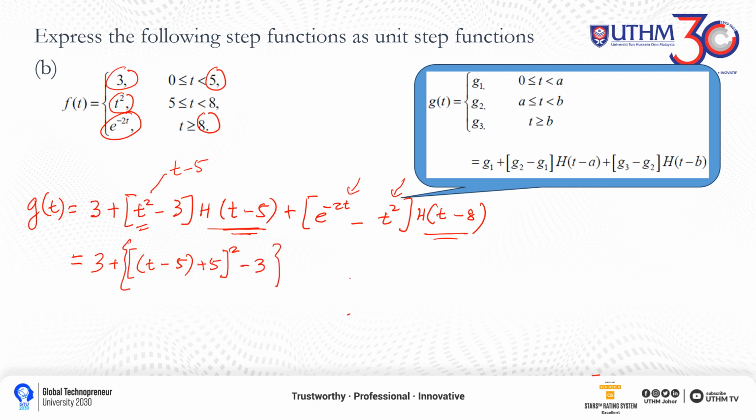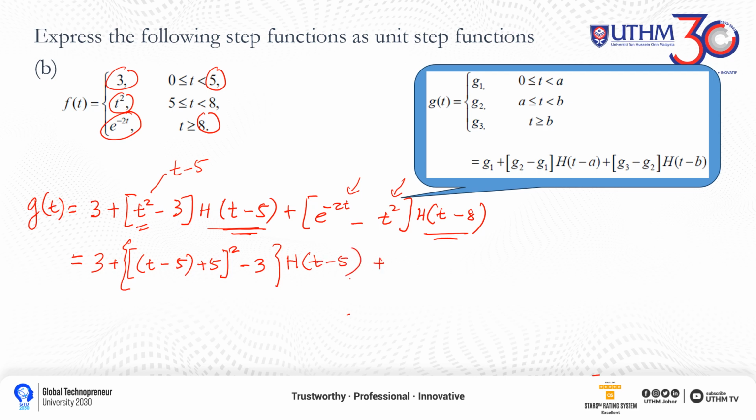Okay. Now let's check. For this t minus 5 plus 5, you will obtain t. So with the square, you get t squared minus 3. So it's the same as the original value. Okay, so multiply with hash t minus 5.